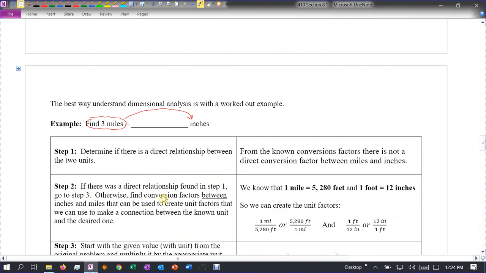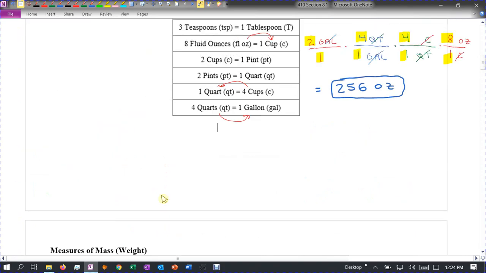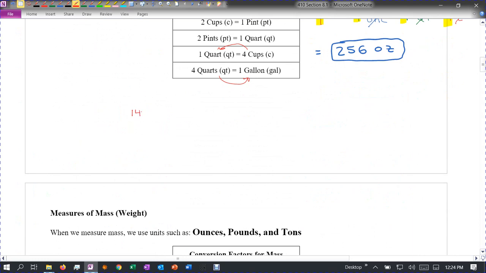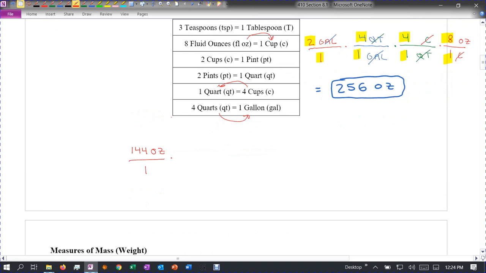It was 144 ounces. Okay, I'm sorry about the scrolling back and forth. So we want to go 144 ounces over 1, and now let's convert this. We know we can get from ounces to cups, so we want ounces on the bottom, cups on the top. There's 8 ounces in 1 cup. Then we want cups on the bottom, quarts on the top. There are 4 cups in 1 quart. And then finally we get from quarts to gallons, quarts on the bottom, gallons on the top. There are 4 quarts in 1 gallon.